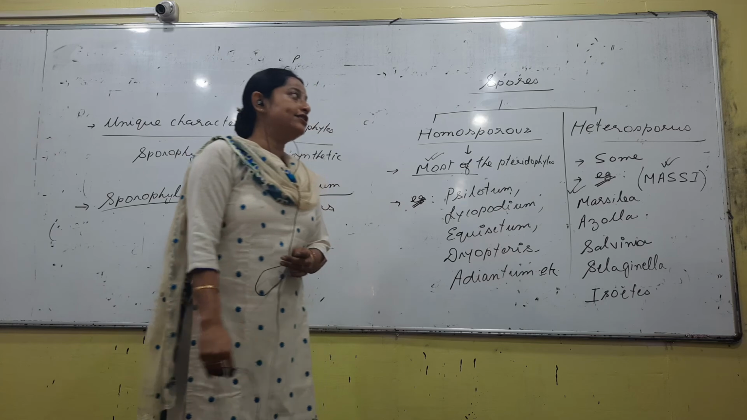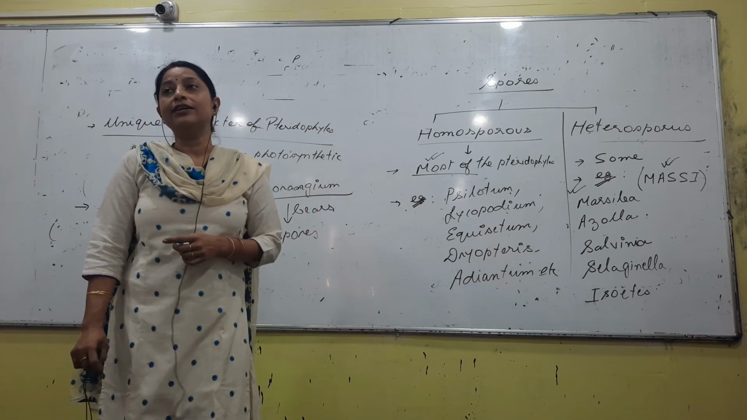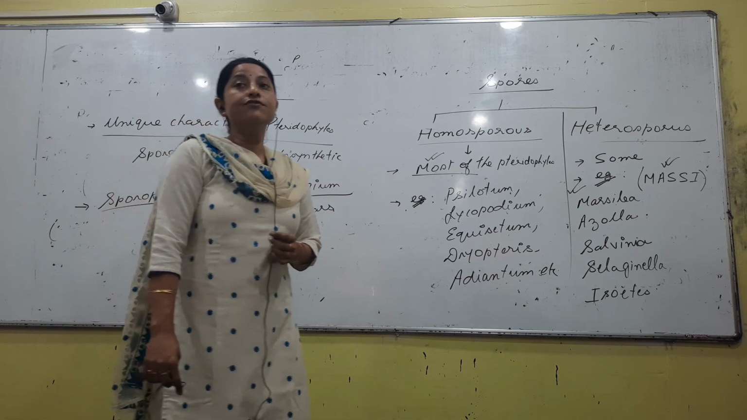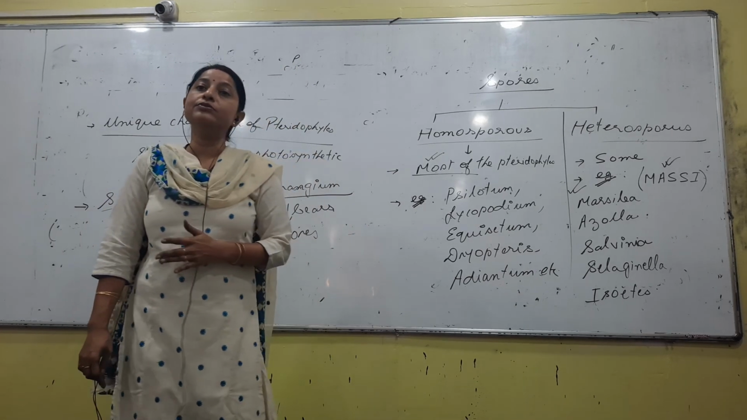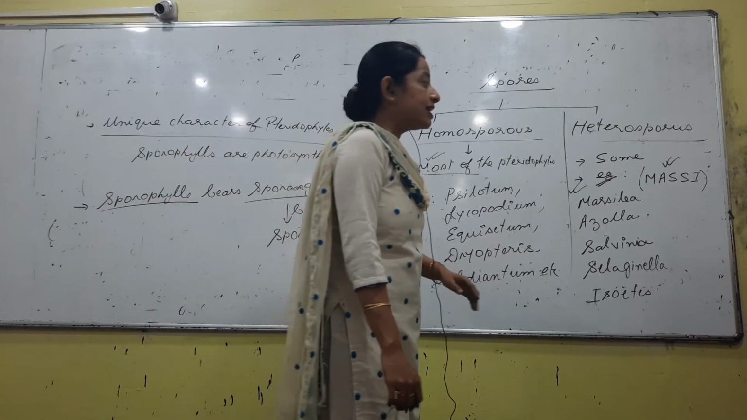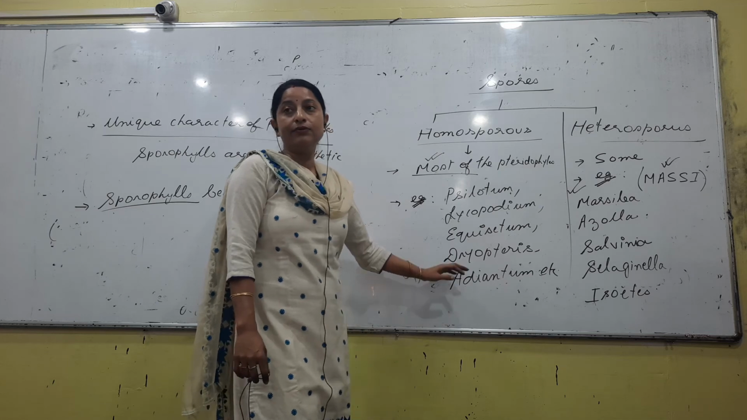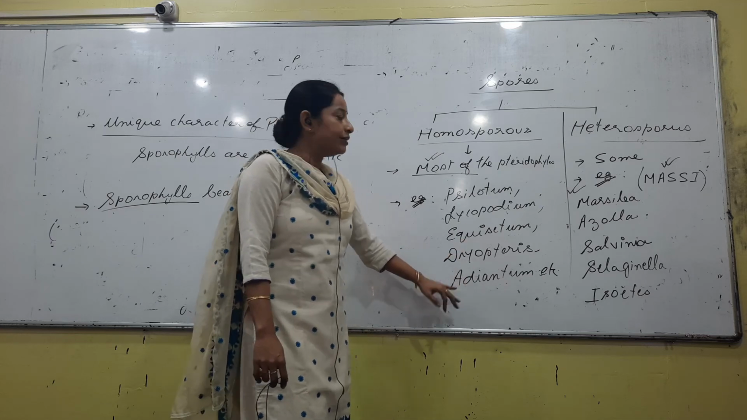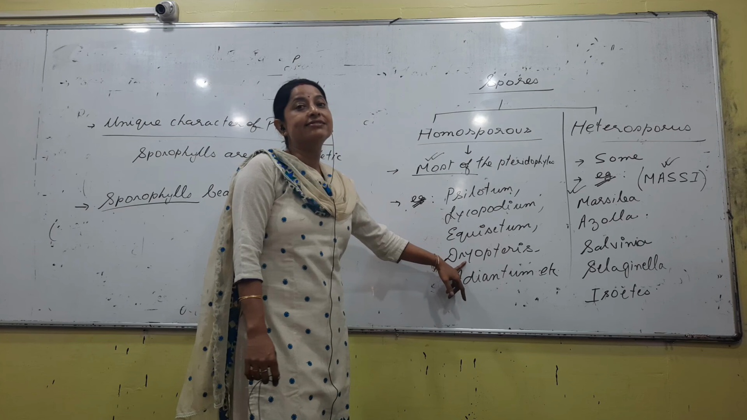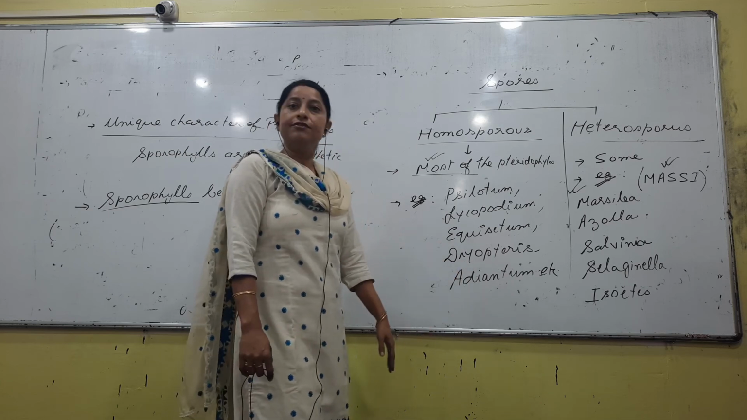Since we are concerned with two most important examples in case of pteridophyte, one is fern and the other is Selaginella. So, ferns are homosporous, Selaginella is heterosporous. If you talk about ferns, we have not written the word fern here, but we have written examples of ferns, right. Whenever you hear words like Pteris, Adiantum, all these are examples of ferns.